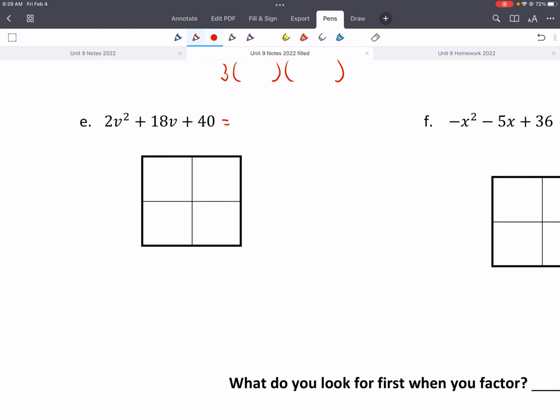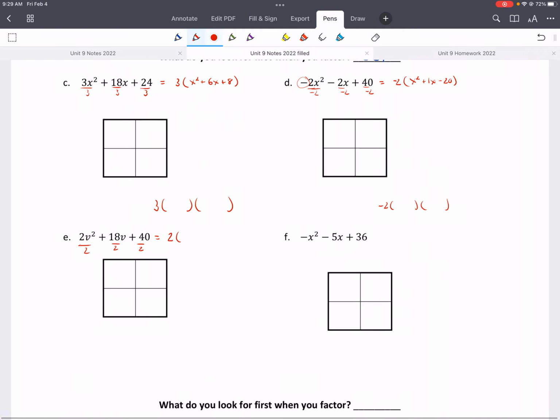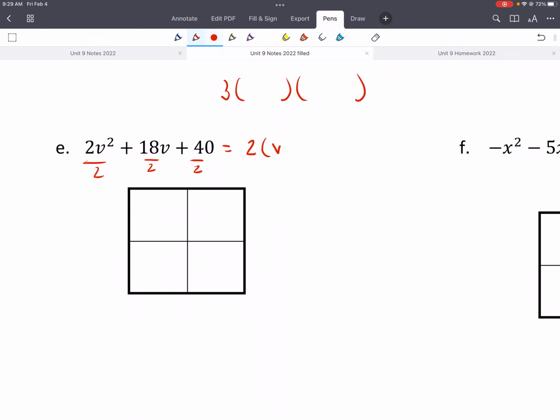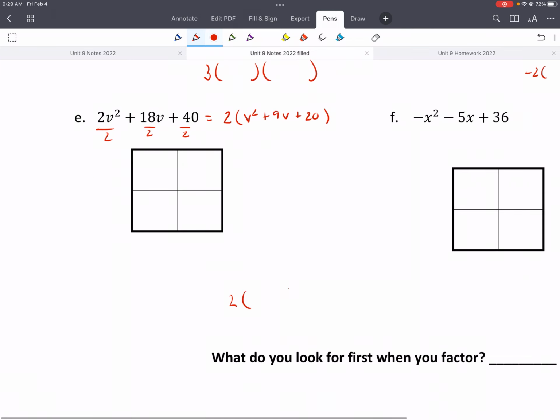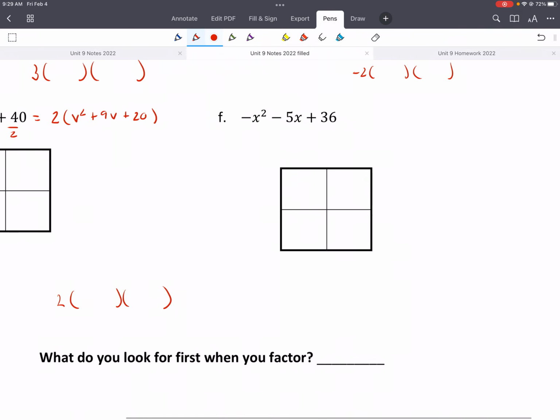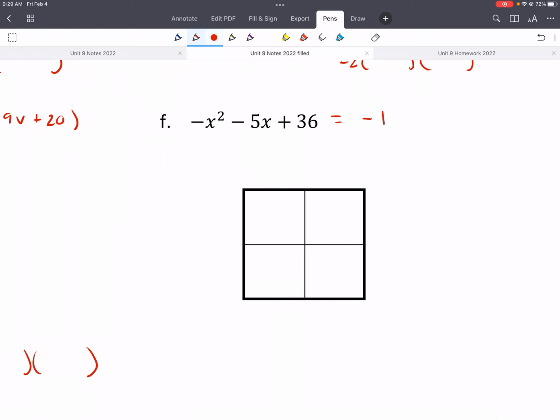So greatest common factor for all those, there's not a leading negative, and we have this 2. So we'll divide everything by 2. And we'll get, well, is that the same as what's up there? No, it's not. Okay, so we'd get v squared plus 9v plus 20. And again, we could write down that 2 and those 2 parentheses. And then here's the last example. What's the greatest common factor? We have this leading negative, so we'll take out that negative 1, and then we'll divide everything by negative 1.